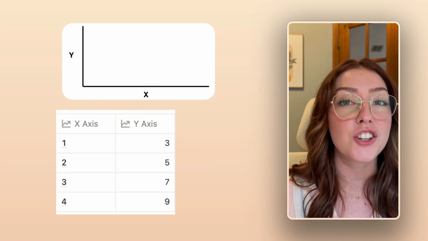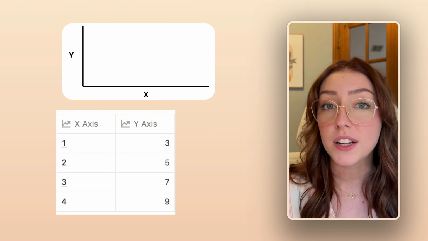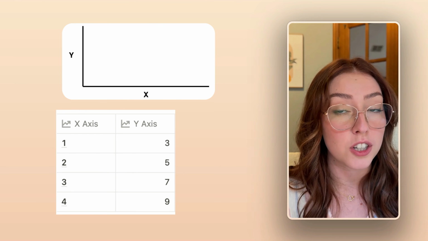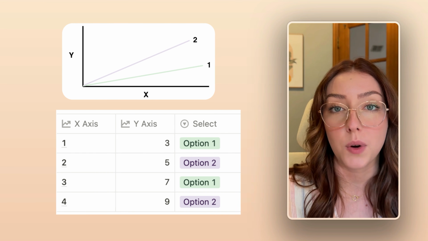But if you have an idea, start by noting which type of chart you want to use. If your chart will have X and Y axes, make sure to create a property specifically for each axis. And if you want to add multiple lines or bars to your chart, use a select property to sort each of your data points.